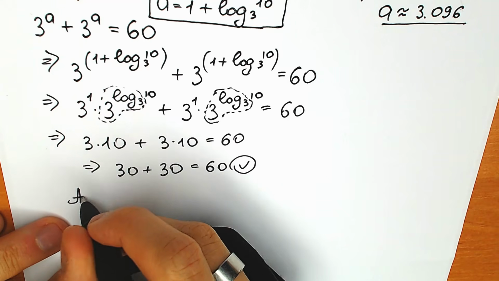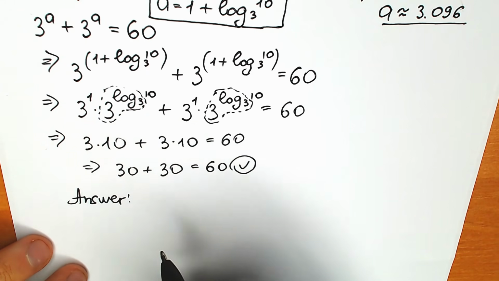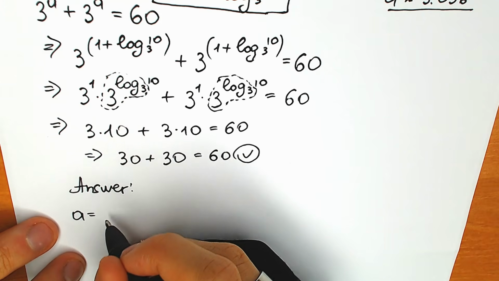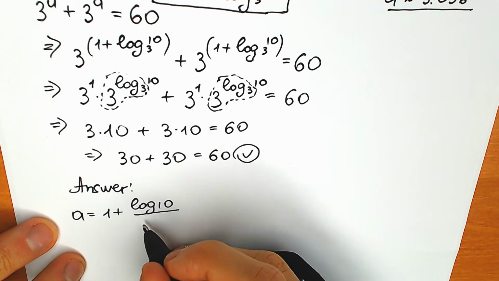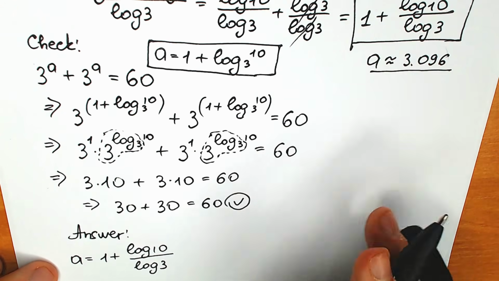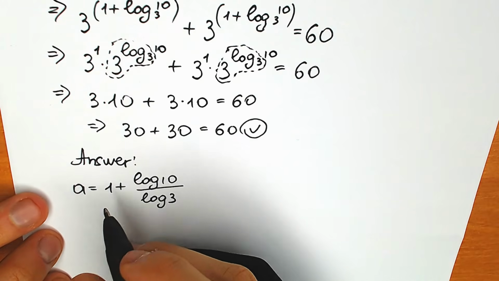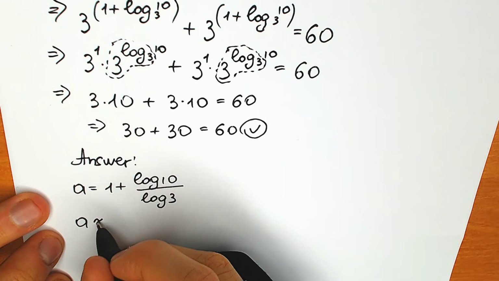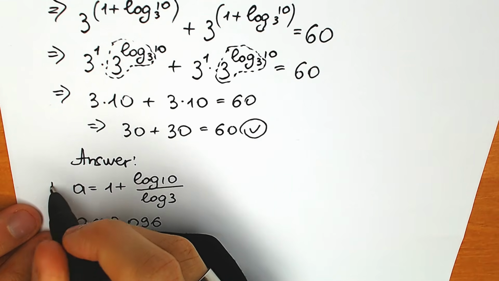First of all, I'm gonna write our final answer to this question. So our a equal to 1 plus log 10 over log 3, but this is up to you. You can write, instead of this log 10 over log 3, this expression log 10 base of 3. So this is up to you. This is our answer, and a approximately equal to 3.096. This is our real number root.